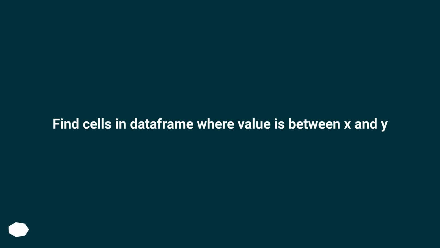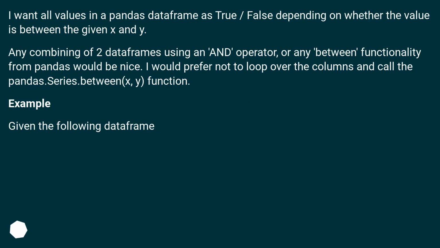Find cells in a data frame where the value is between X and Y. I want all values in a pandas data frame as True or False, depending on whether the value is between the given X and Y. Any combining of two data frames using an AND operator, or any between functionality from pandas would be nice. I would prefer not to loop over the columns and call the pandas Series between X, Y function.